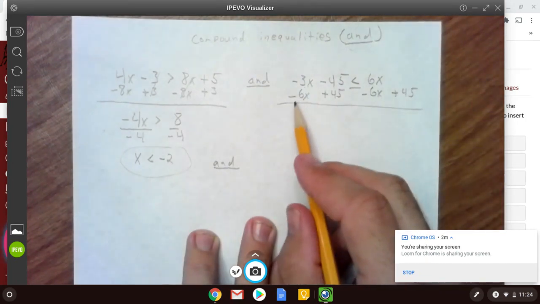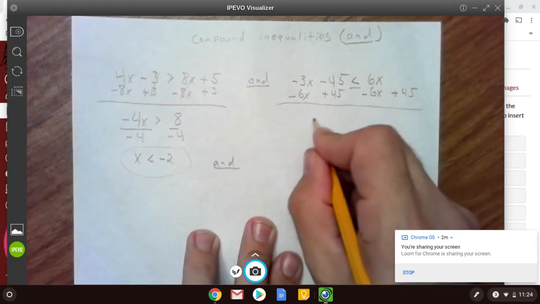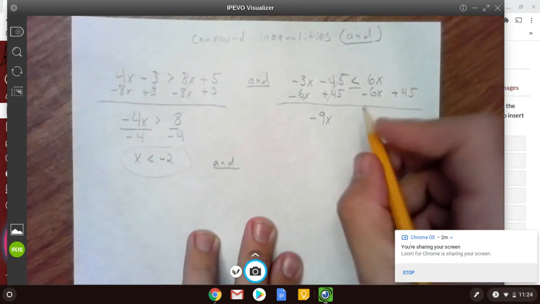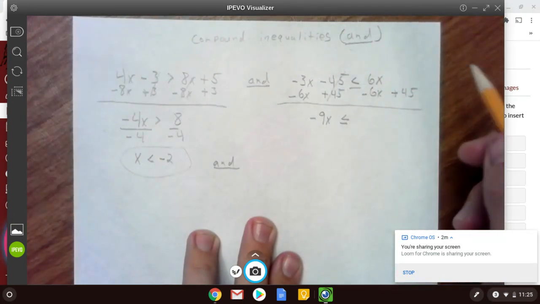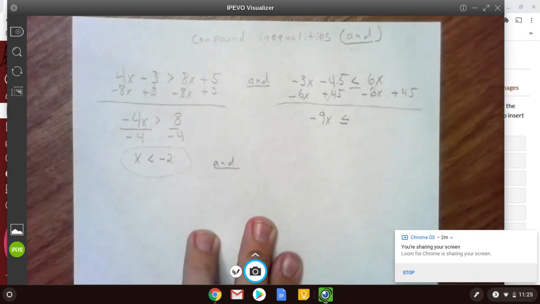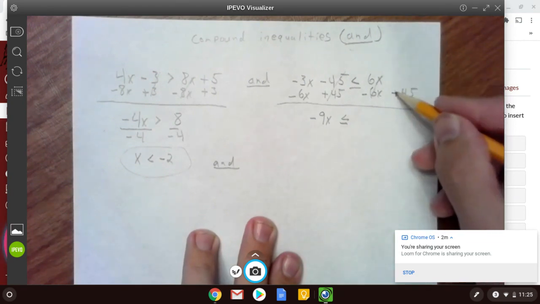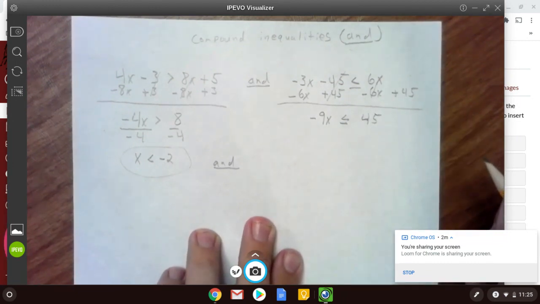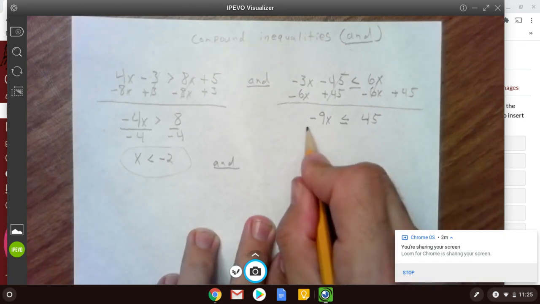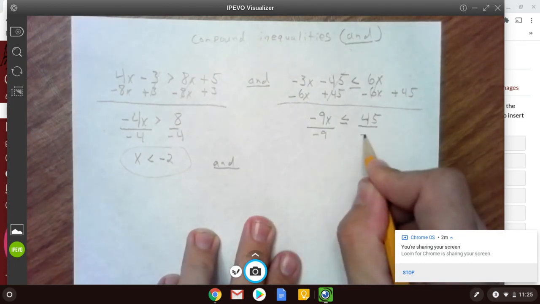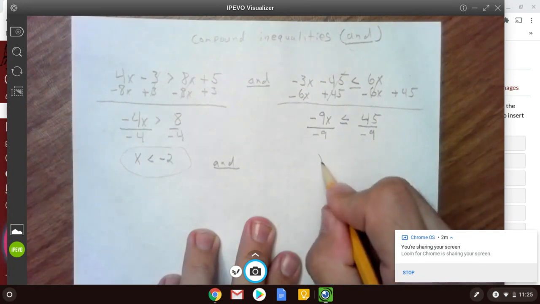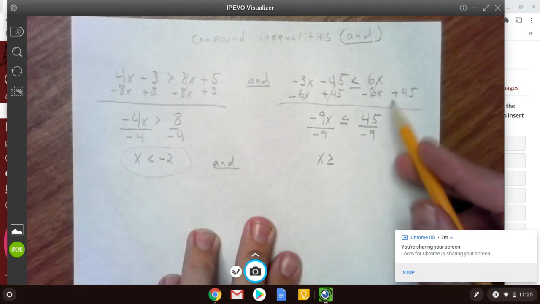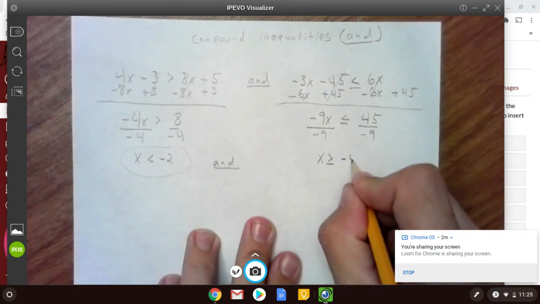Okay, on the left, we've got negative 3x and negative 6x, so that's negative 9x. 45's cancel. Bring down my inequality sign. 6x's can cancel. And then nothing plus 45 is 45. All right. From here, divide by negative 9. All right, we'll get x is greater than or equal to, flip the sign, and then 45 divided by negative 9 is negative 5.